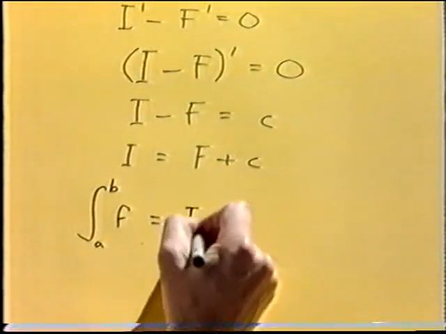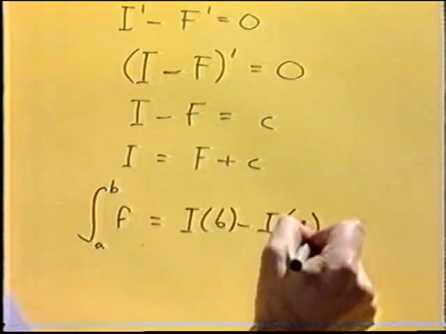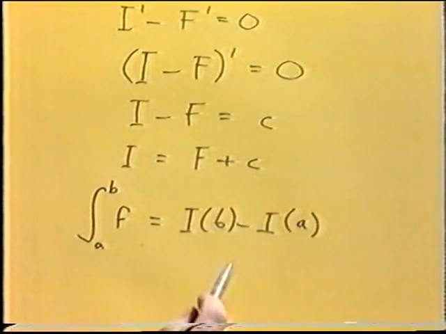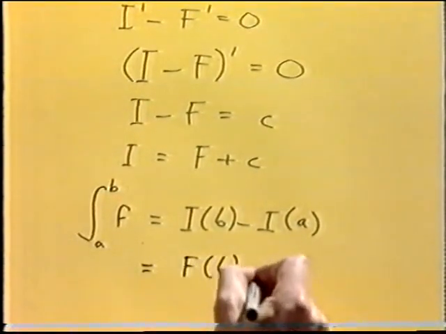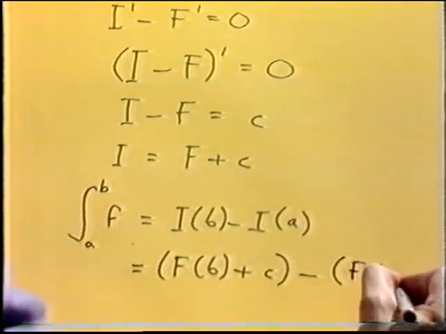Well, we've already got this from the definition of I. And I is equal to big F plus c, so if we substitute for I, we get this, big F plus c minus big F plus c.